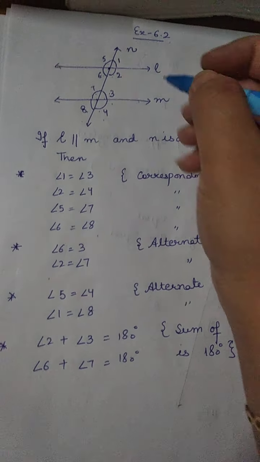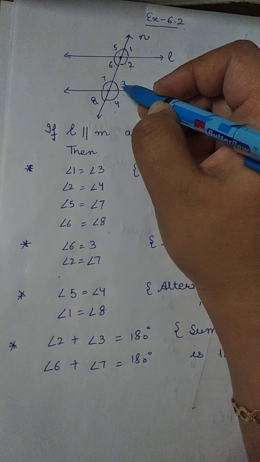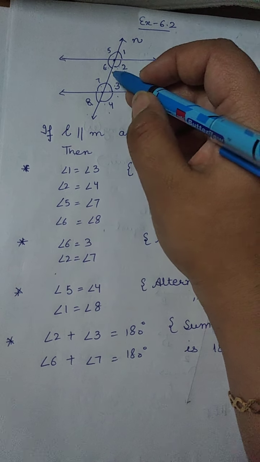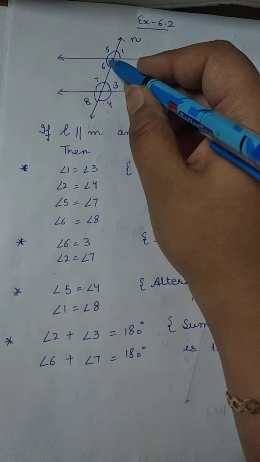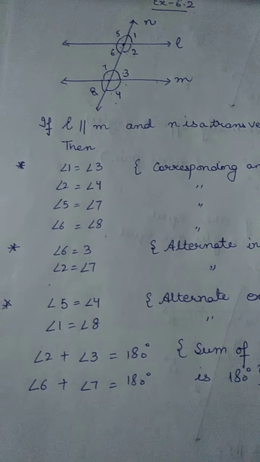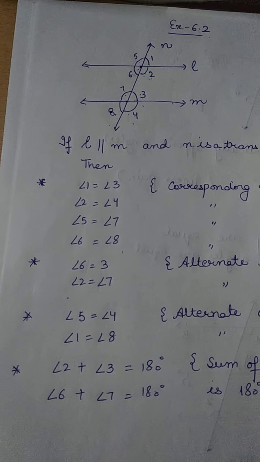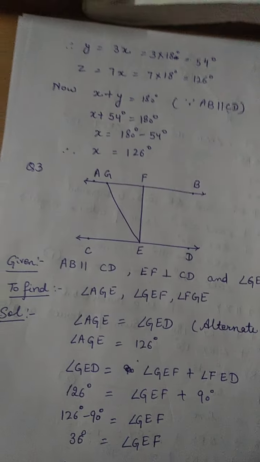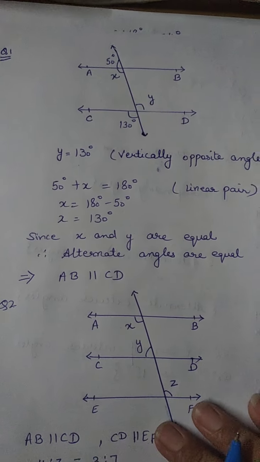One more property is that 2 plus 3 is equal to 180 degrees. The sum of the interior angles on the same side of the transversal is always 180 degrees. Similarly, 6 plus 7 will also give you 180 degrees. So we are going to use this concept in solving some problems of this exercise. Let us start with question number 1.